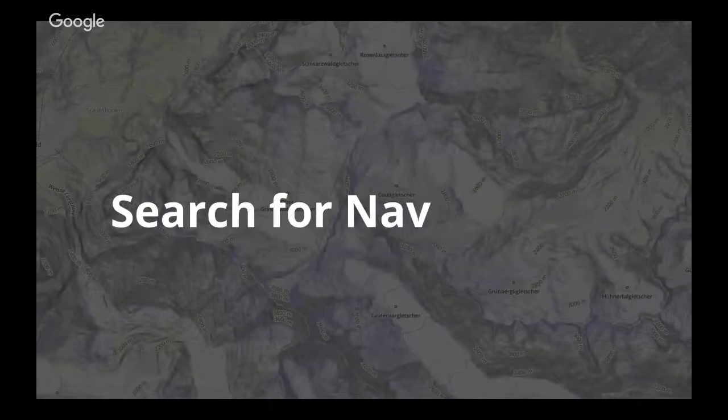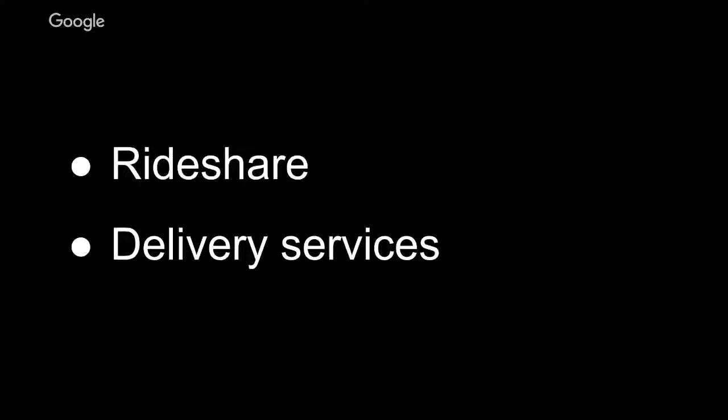So now let's talk a little bit about a different kind of use case. We're going to talk about search, how it works with nav. Examples of use cases for this would be rideshare, where you are trying to get a driver, or any kind of use case where you're trying to get a driver to a specific place. Another would be a delivery service like food delivery or package delivery.